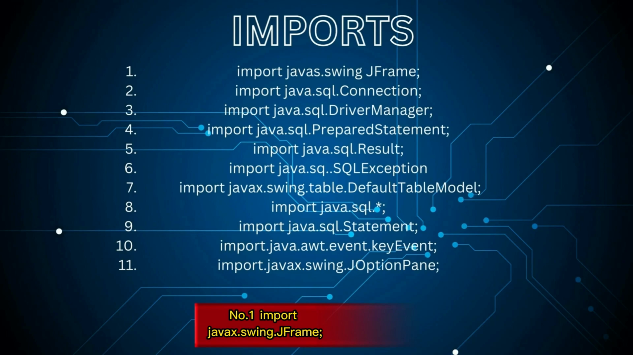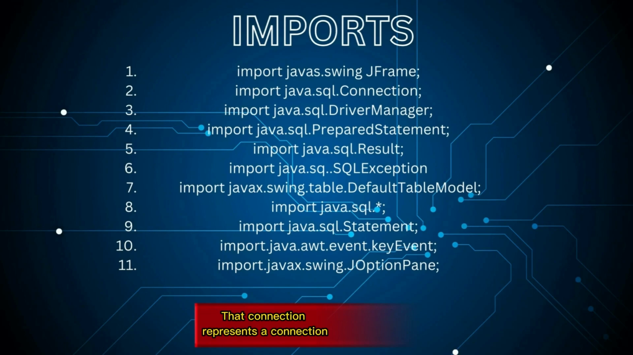Number 1. Import javax.swing.JFrame; This import statement is used to import the JFrame class from the javax.swing package. JFrame is a class that represents a top-level window, typically used as the main window in a graphical user interface or GUI application. Number 2. Import java.sql.Connection; This import statement is used to import the Connection interface from the java.sql package.